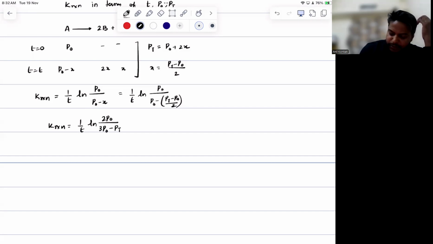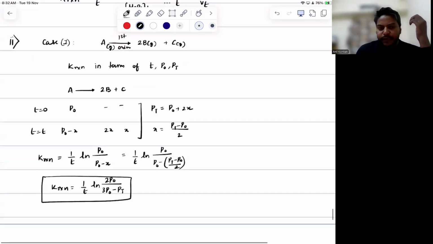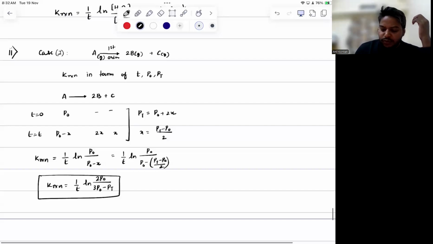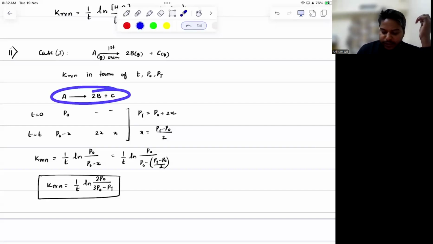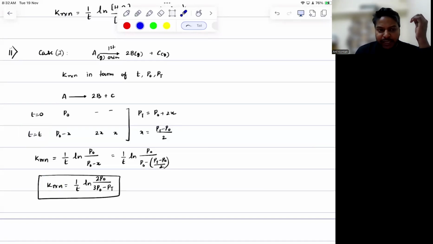This is one way of representing it. Clear? You would be given questions where these values are given, and at a particular time, you are supposed to calculate either the time or the rate constant, depending upon the P naught and Pt given.